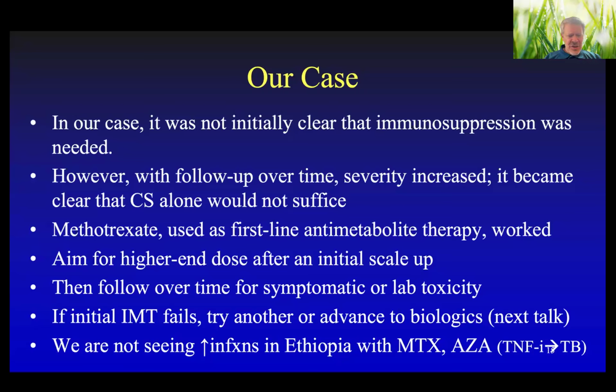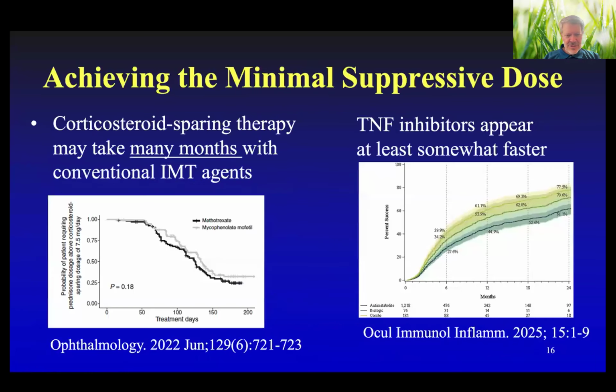So when we follow such a case, we'll need to follow it for tolerance through symptom query and monitoring for toxicity from lab tests. And then if the initial drug fails, we can either try another or we can advance to biologics, which Quan will tell us about. And we're not really seeing, as far as I can tell, just without formally studying it, an increase in infections in Ethiopia with methotrexate and azathioprine. But I think we might, if we have the privilege of using TNF inhibitors more, because like 1 out of 3 has gotten disseminated tuberculosis.